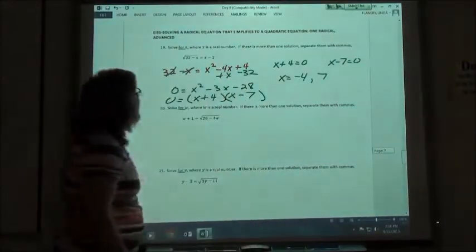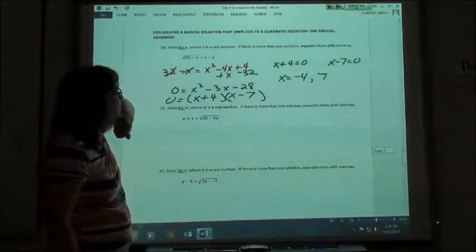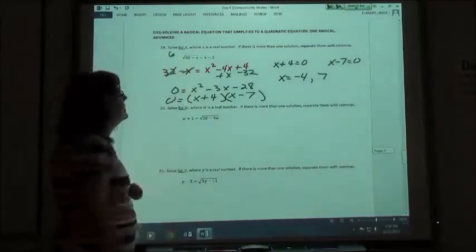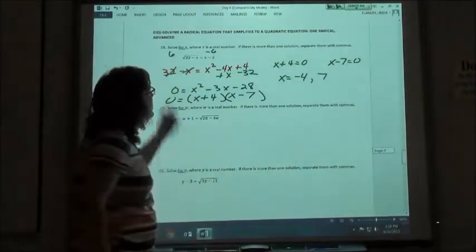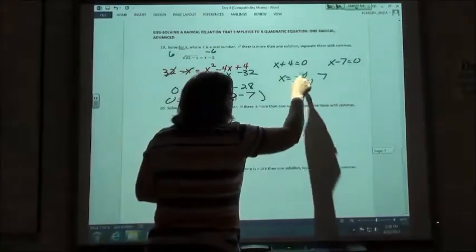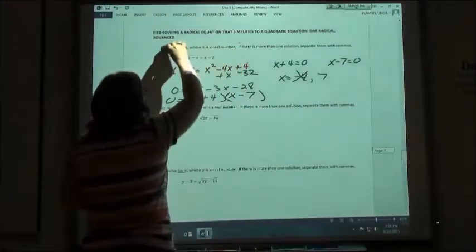So if I put the negative 4 in, 32 minus a negative 4 is 36. The square root of 36 is 6. Negative 4 plus negative 2 is negative 6. Well, 6 doesn't equal negative 6. That answer doesn't check. So then I'm going to try the 7.